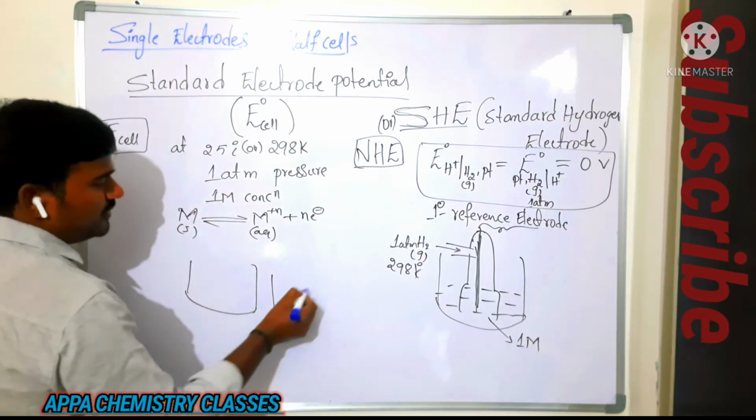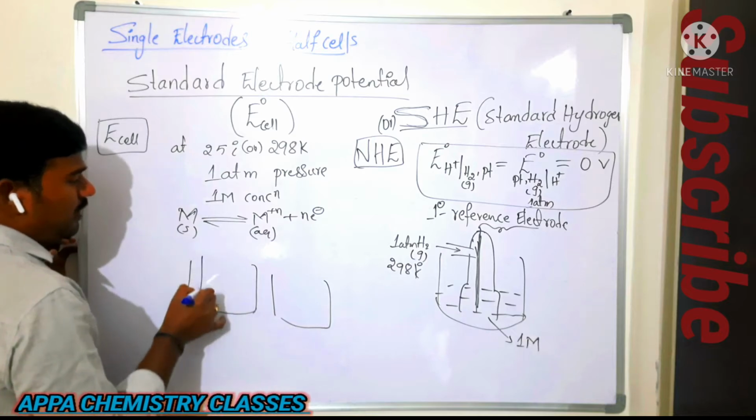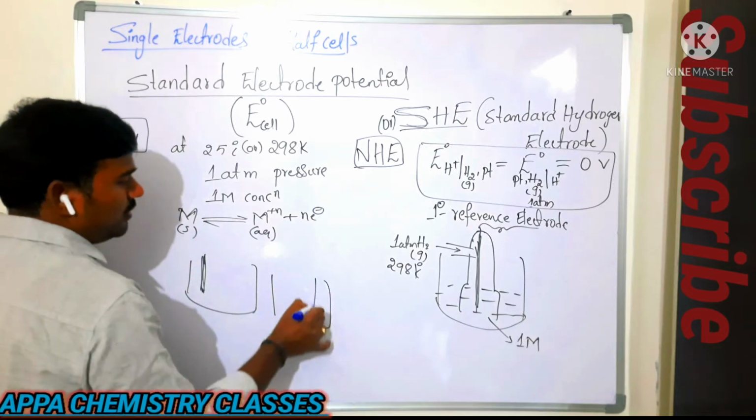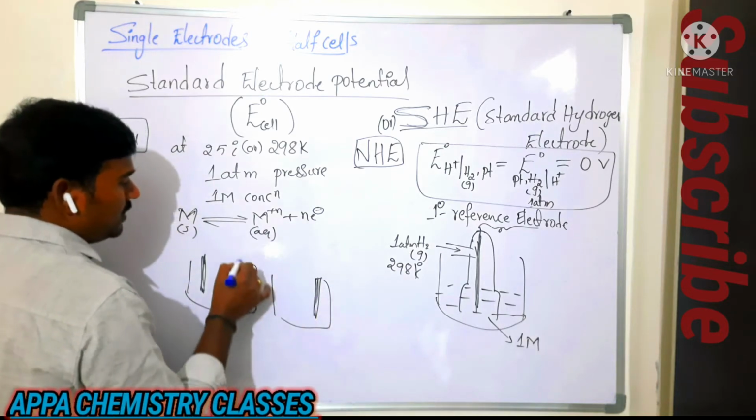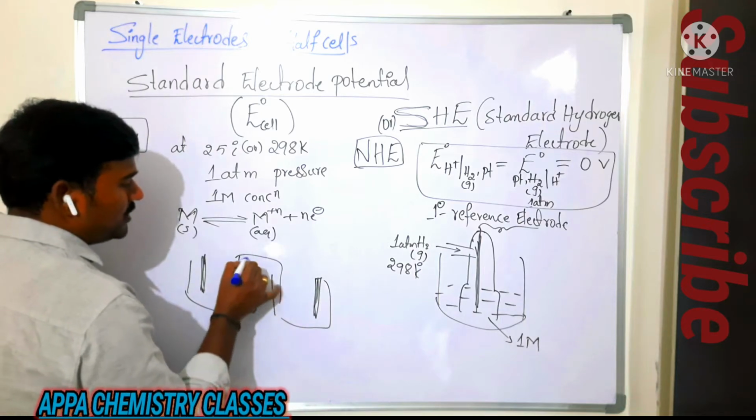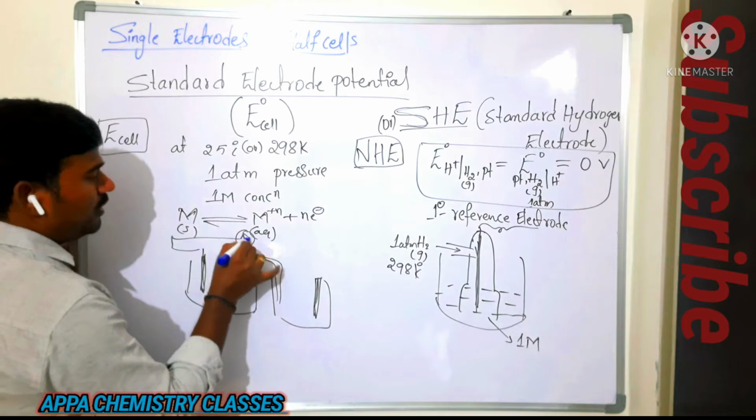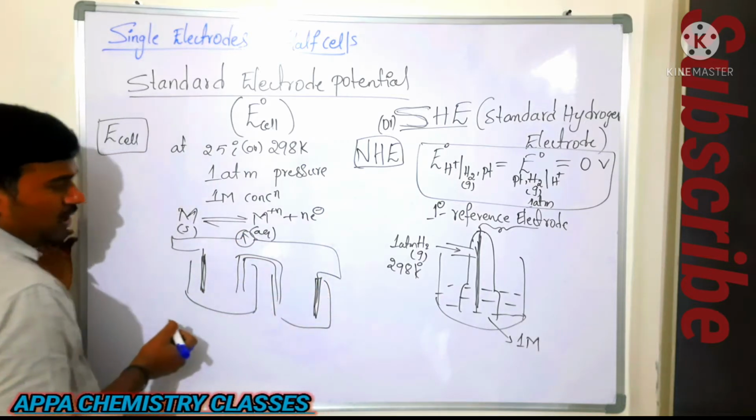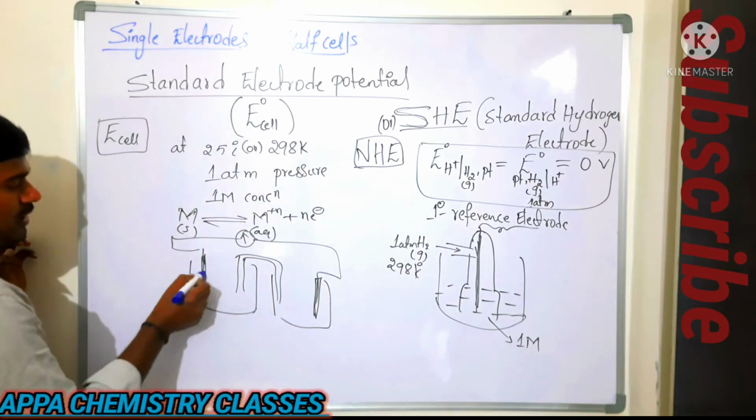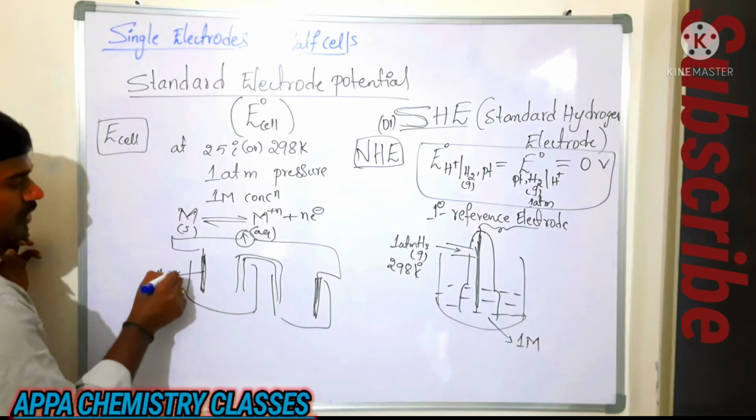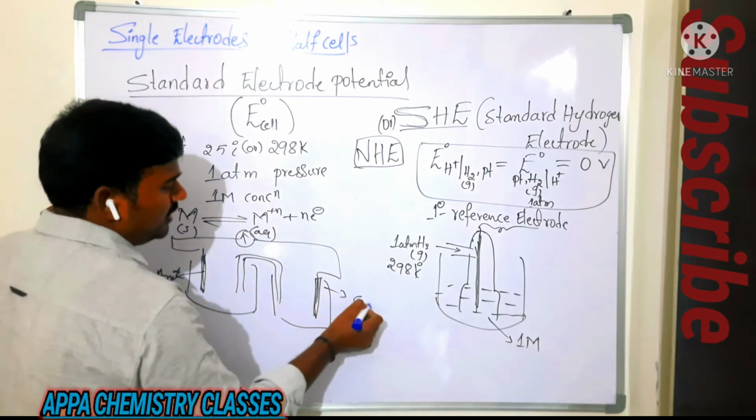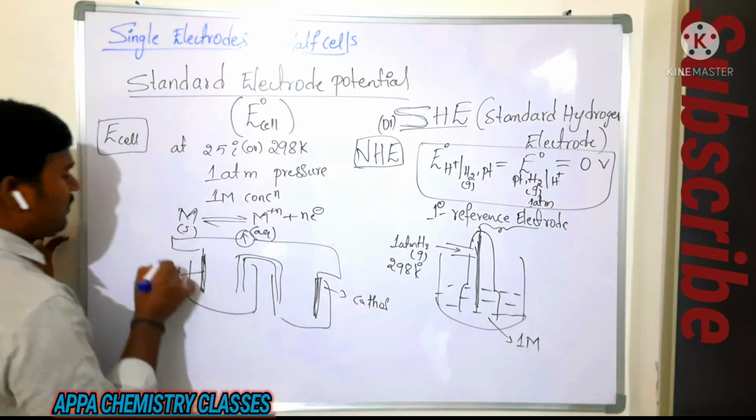Now this is one half cell, this is another half cell. So this is one electrode, this is another electrode. These two are connected with a salt bridge, and these two are connected with a voltmeter or ammeter. Now here it is anode, and now it is cathode. In the last class we had discussed this. Now here, what happens?